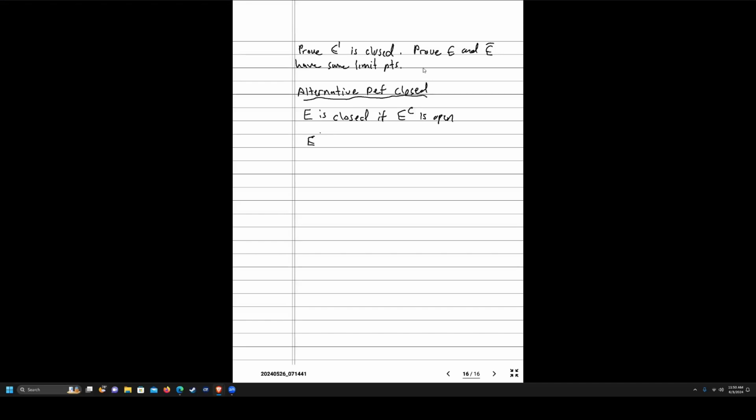So E complement would be all the elements x of X such that x is part of X taken out E. So it's subtracting out E from X. As a rough picture, this is my area that's going to be X, and then I have, let's say I include the boundary for E here. So imagine this is E. So it's a closed set, meaning it includes its boundary. So all the limit points are part of E.